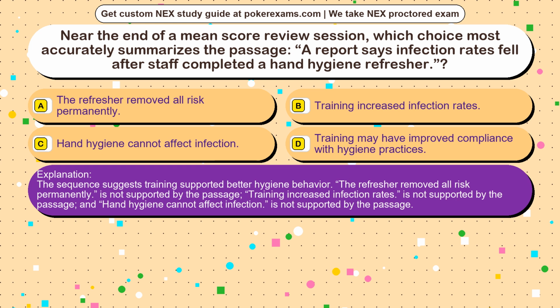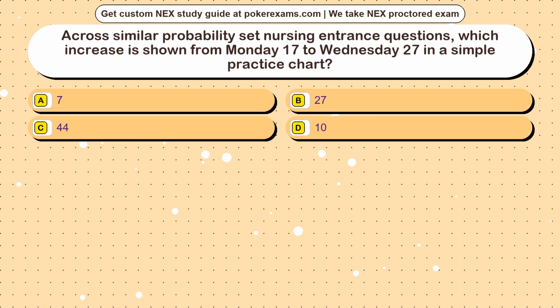Question 20. Across similar probability set nursing entrance questions, which increase is shown from Monday 17 to Wednesday 27 in a simple practice chart? Option A, 7. Option B, 27. Option C, 44. Option D, 10.